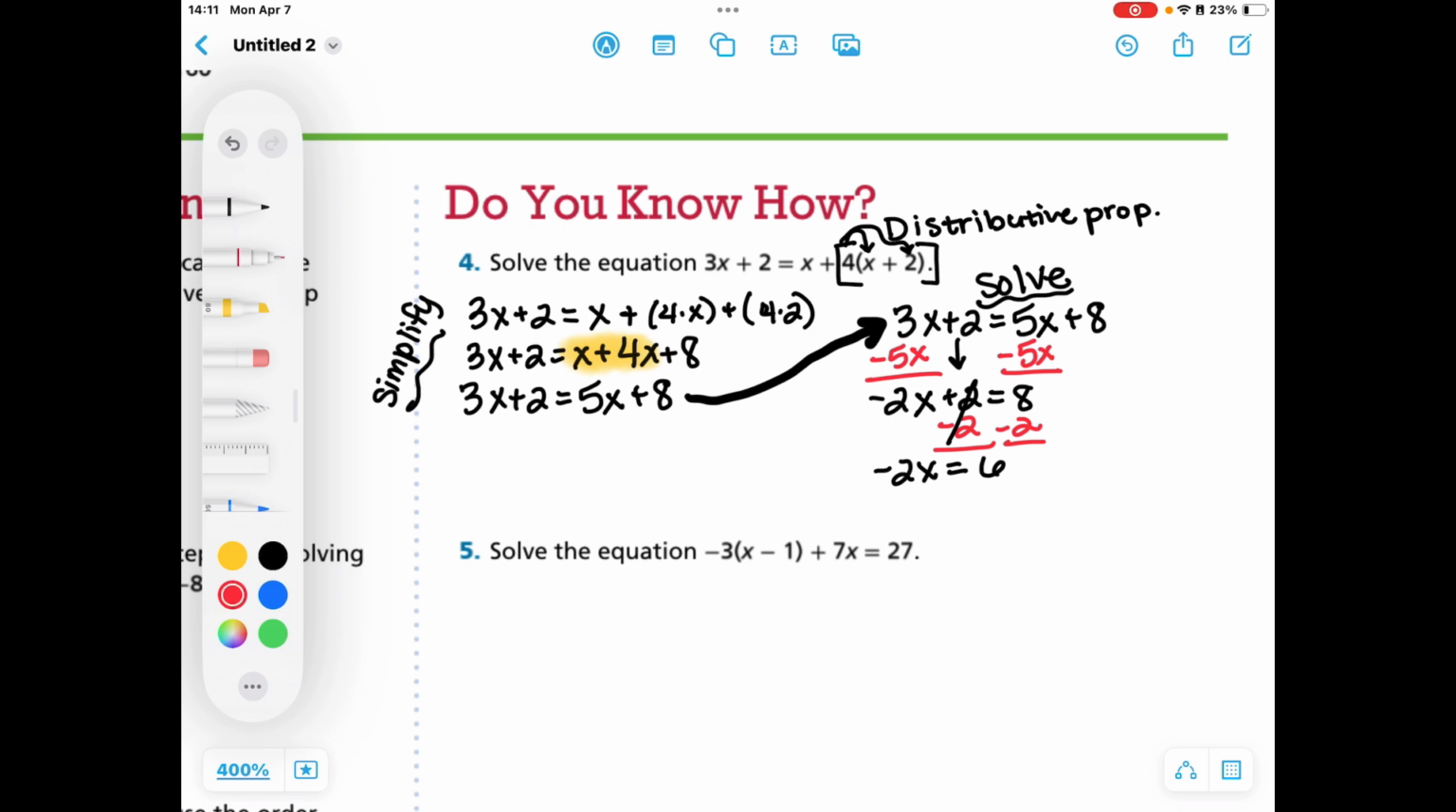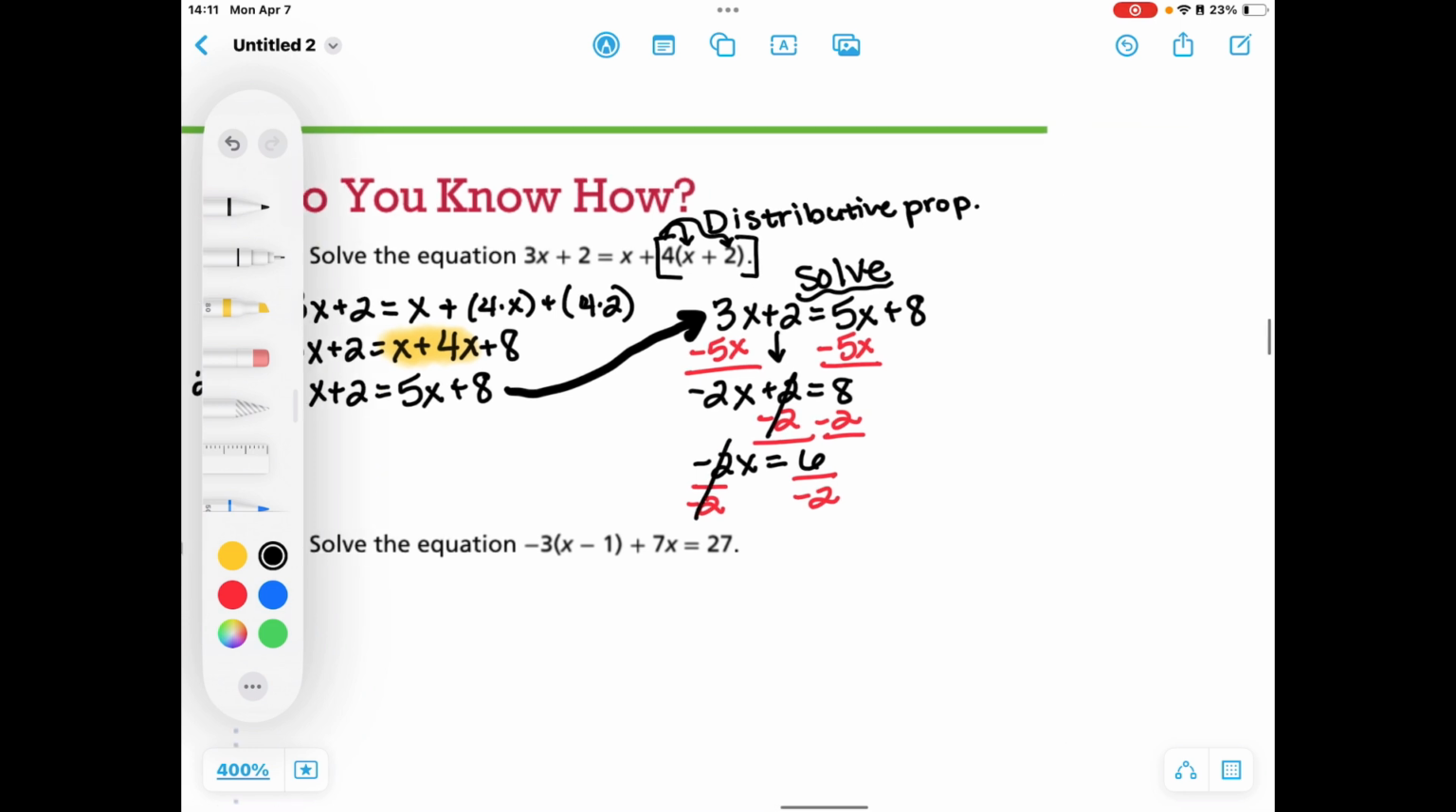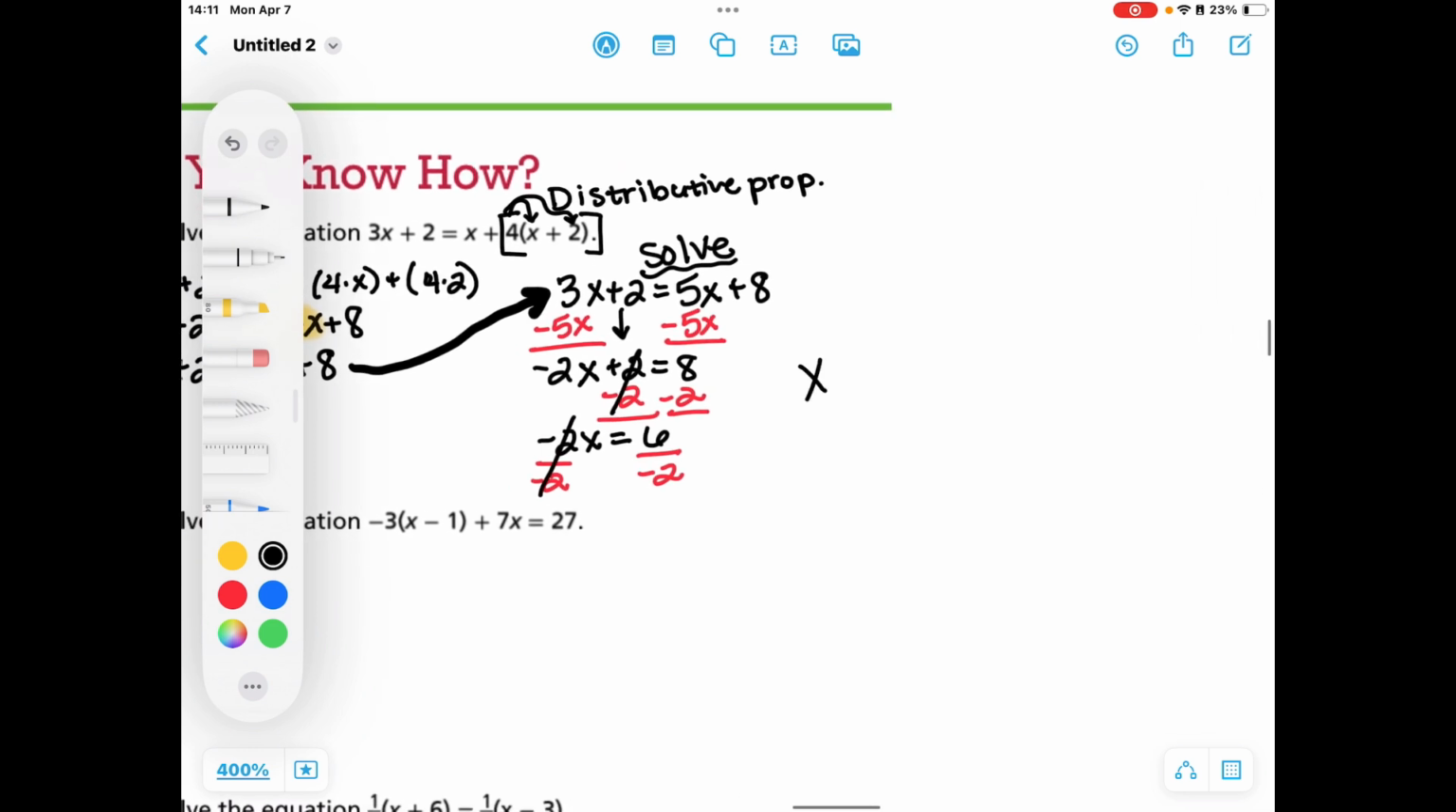Last but not least, we will need to divide by a negative 2 on each side. That'll cancel, leaving me with an x equals negative 3. 6 divided by negative 2, that gives me a negative 3. And that would be your final answer.